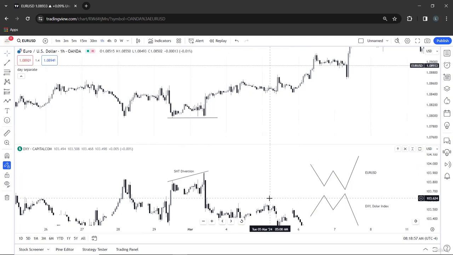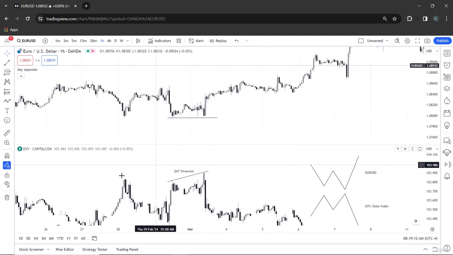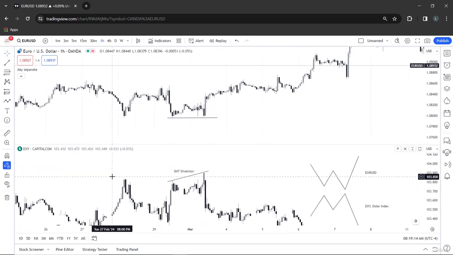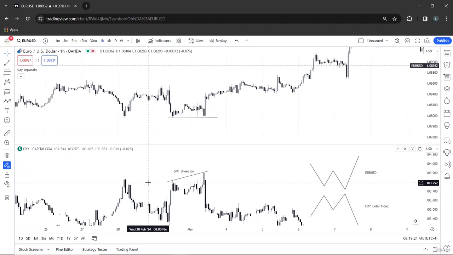There's another version of SMT divergence. I'll be showing you a second example right now. But for now, the stronger form, the stronger concept of an SMT divergence, should be looked at in the inverse correlation, the inverse relationship between the dollar index and every other asset type that doesn't have the dollar as the base currency.